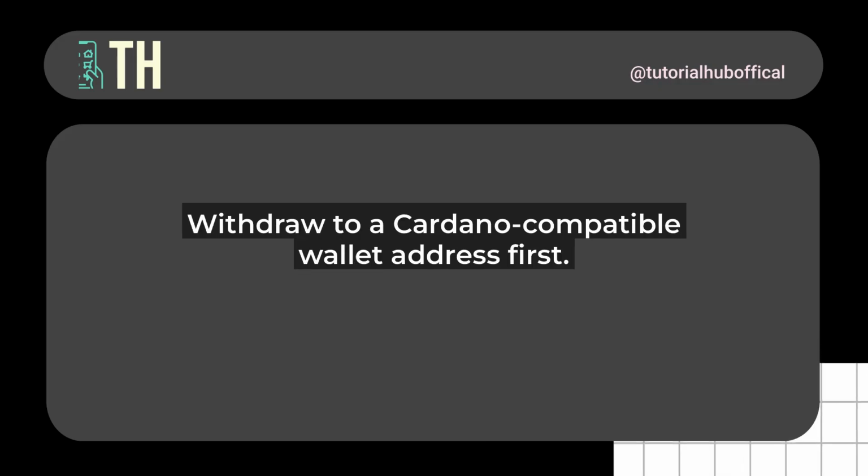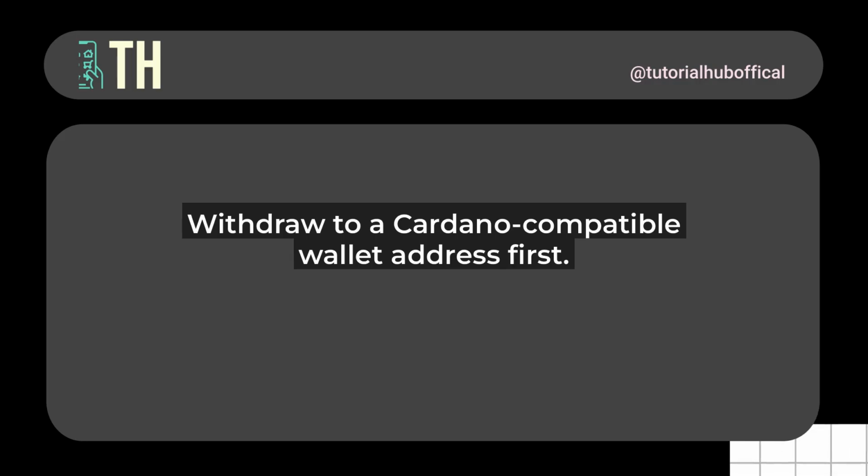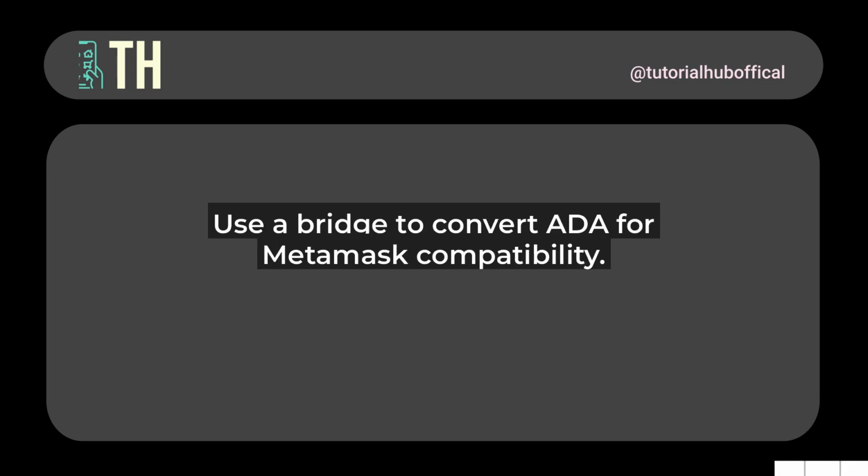Now, this is where things get interesting. Metamask doesn't support ADA directly, so you can't send it straight there. Instead, you'll need to withdraw ADA to a Cardano-compatible wallet first, like Yoroi or Daedalus, to get your ADA address. Copy that address carefully. Enter the address in the withdrawal field on Kucoin, along with the amount you want to withdraw.